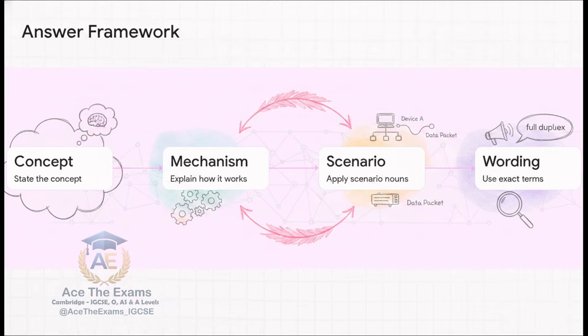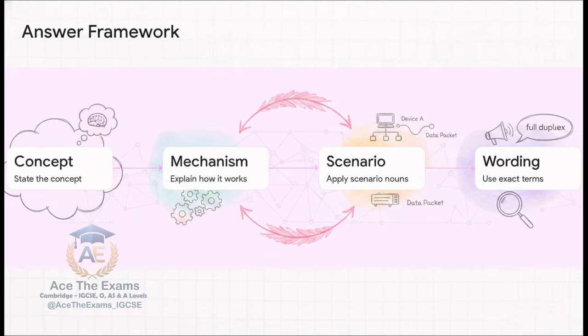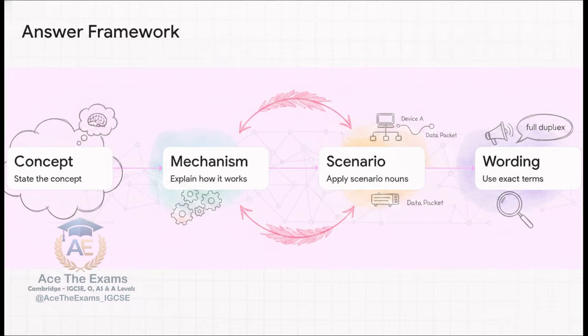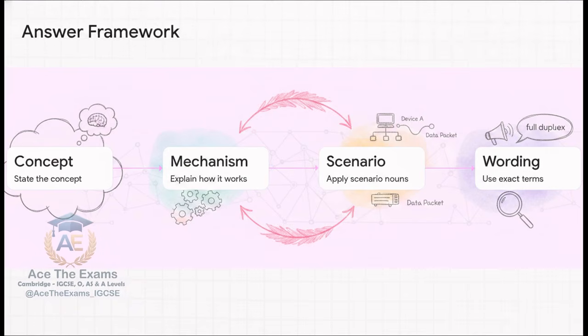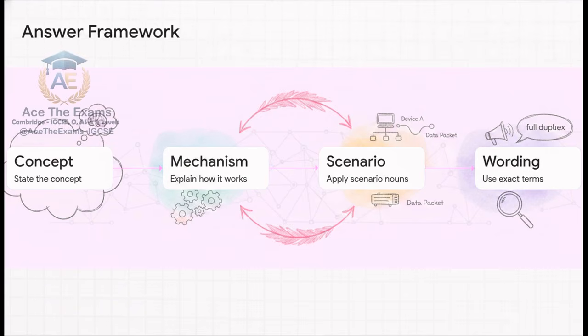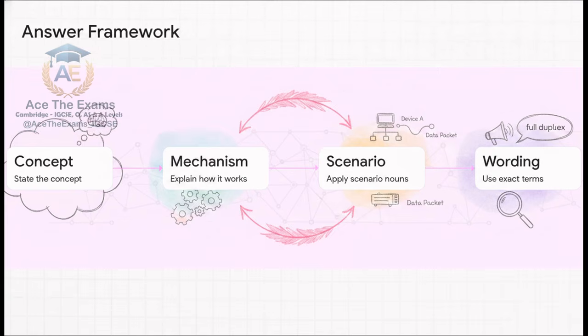First, state the concept. Second, explain the mechanism, like how does it actually function. Third, apply a scenario example directly using the very nouns given in the question. And fourth, lock the whole thing in with precise examiner wording. For instance, using the term full duplex instead of just throwing out two-way.